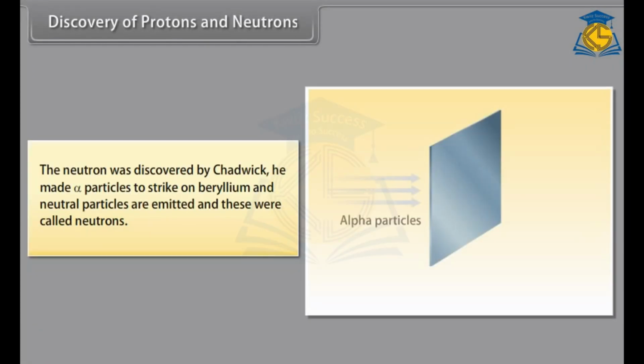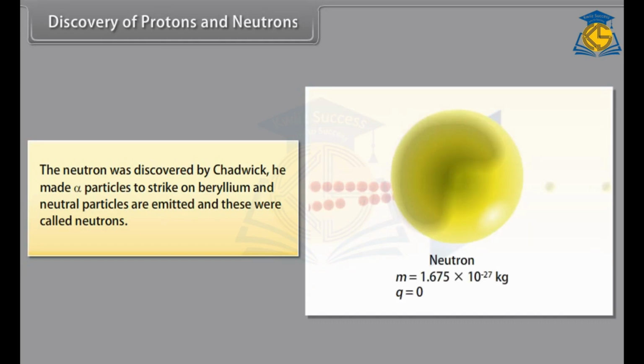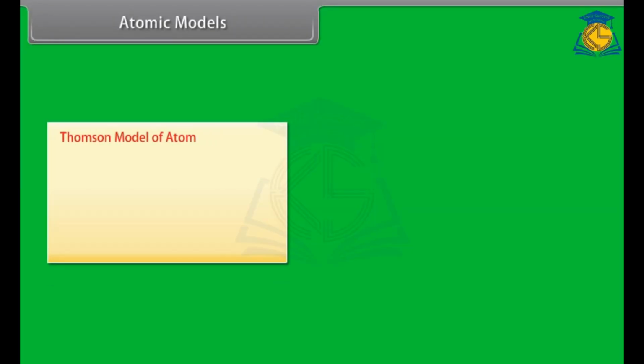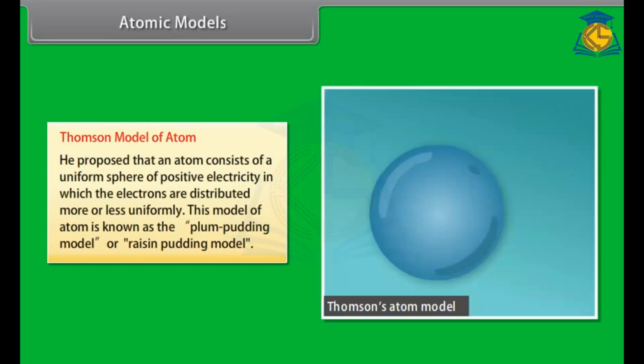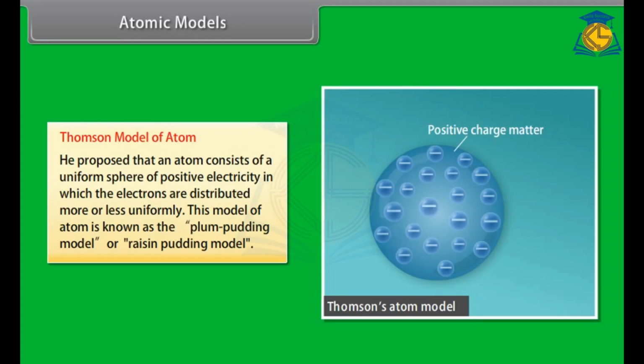The neutron was discovered by Chadwick. He made alpha particles strike on beryllium, and neutral particles were emitted, and these were called neutrons. Atomic models. Thomson model of atom. He proposed that an atom consists of a uniform sphere of positive electricity in which the electrons are distributed more or less uniformly.